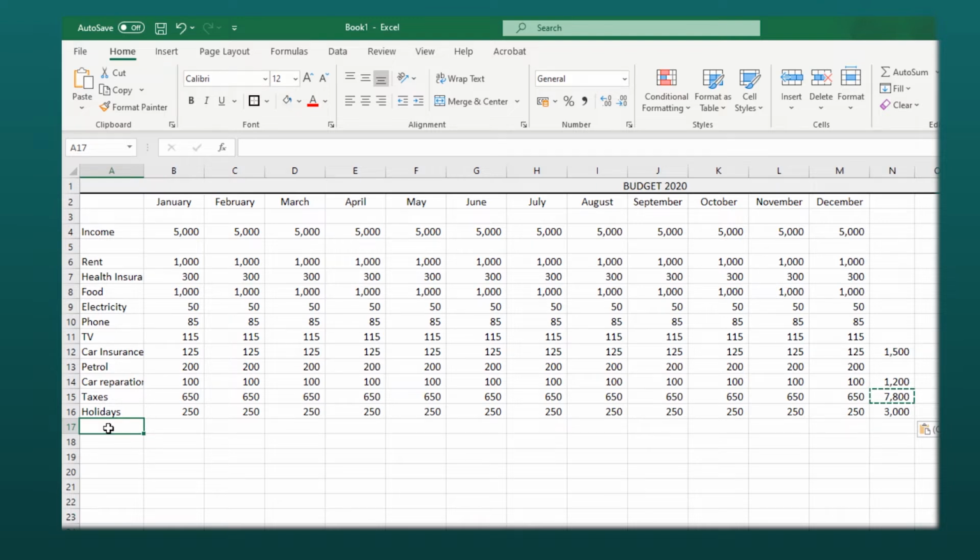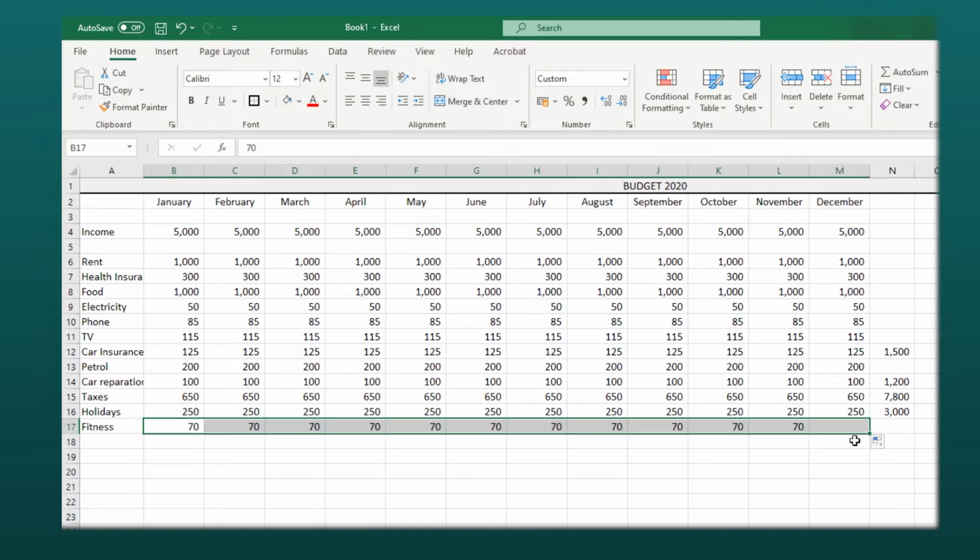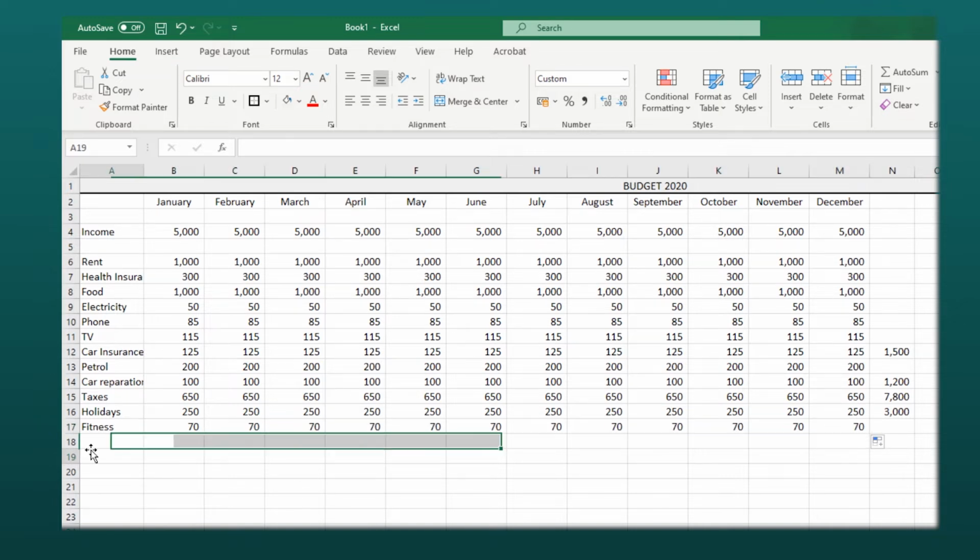Another topic, here we put fitness. It can be hairdresser, it can be manicure, it can be a lot of things. You pay every month because you go every month. Here is a subscription for the fitness. We put 70 francs each month that you will pay. It's more or less like the rent or the health insurance.